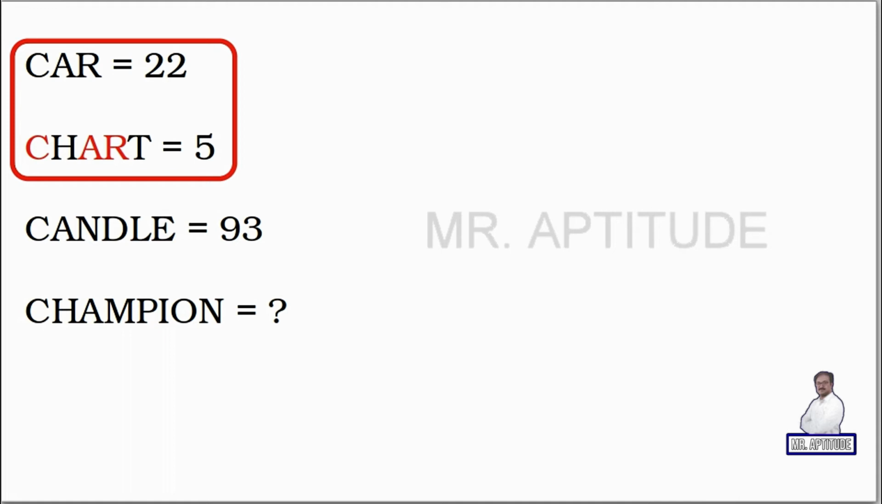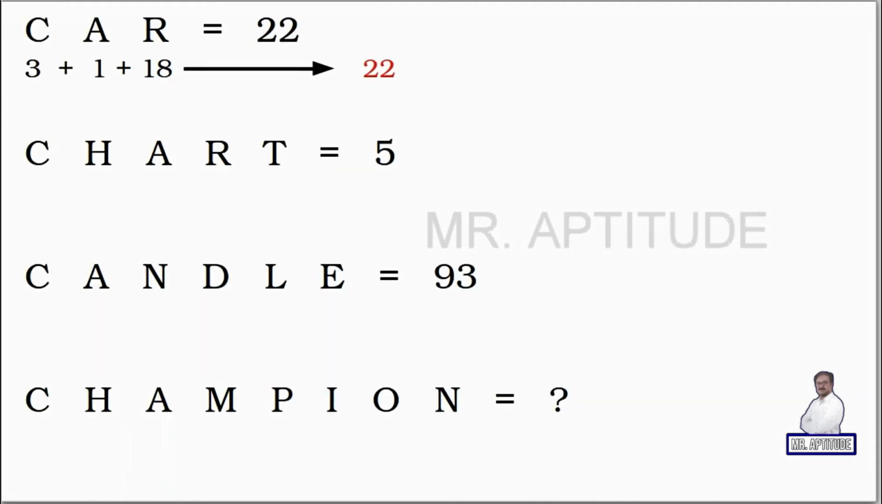Let us go with the first trial, adding the place values. Car: C is 3, A is 1, R is 18. 3 plus 1 plus 18 gives you 22. It works. Let us see what happens here.